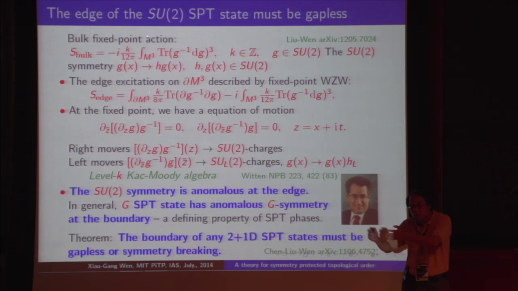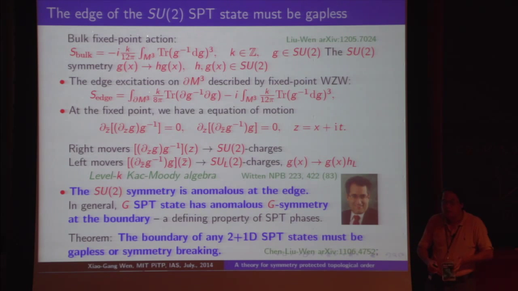So this is a way to see that this SU(2) symmetry is realized chirally. Only the right mover carries it, the left mover does not. So that's kind of anomalous. So this particular SU(2) is anomalous. But certainly you can see the left mover carries another SU(2), which is multiplying H from the right. Anyway, from another direction, that's another SU(2).